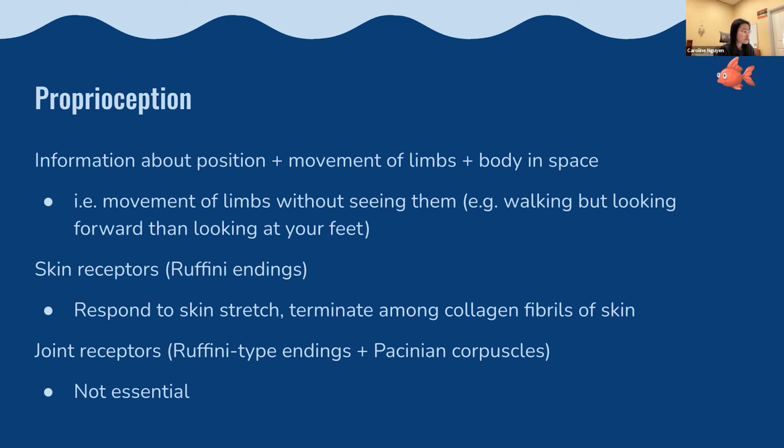And if you have to look at your limbs to know where they are in space, that means one would lack proprioception. Skin receptors respond to skin stretch, and they terminate along the collagen fibers of the skin. And joint receptors are not essential, meaning that they can be removed for procedures and it won't harm sensation.